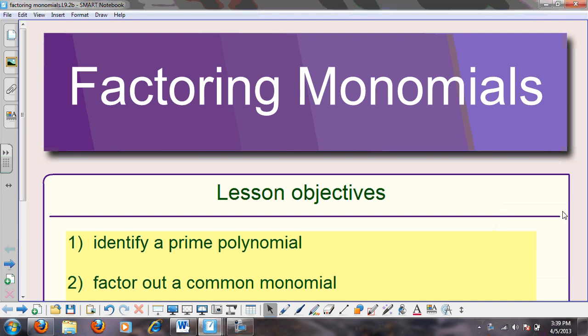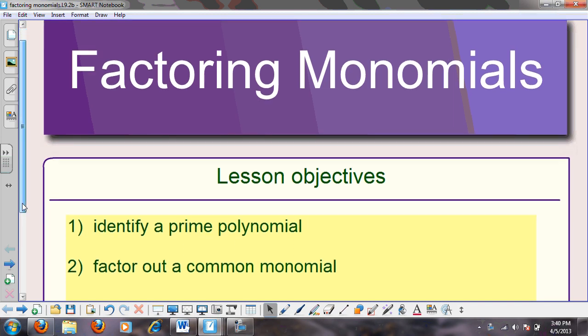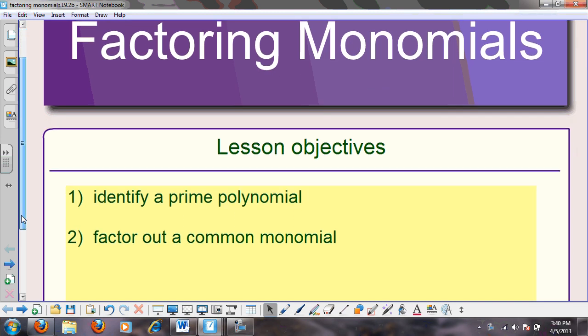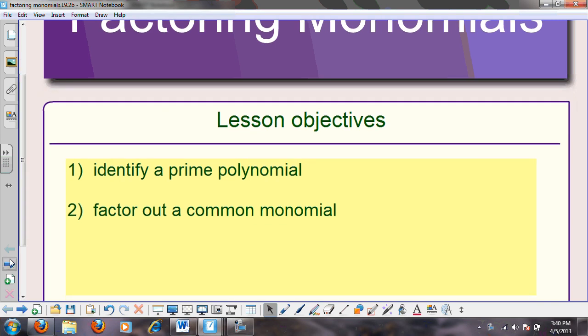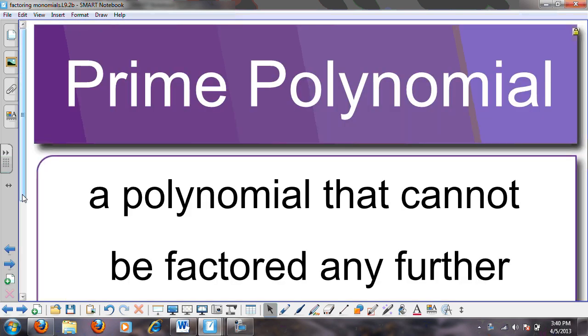Okay, this is going to be factoring monomials. It's on page 501 in your textbook. Our objectives are to identify a prime polynomial and to factor out a common monomial, and how we will do that. Okay? A prime polynomial.